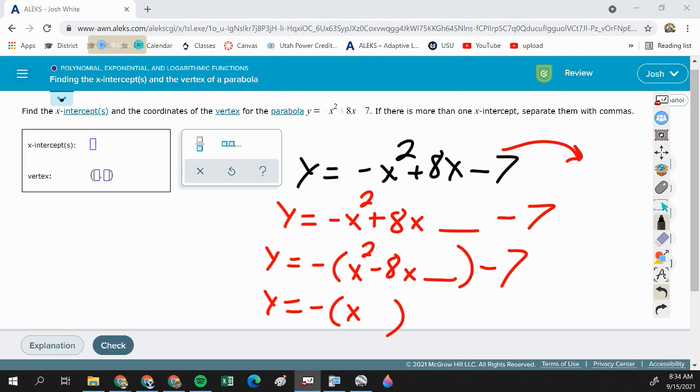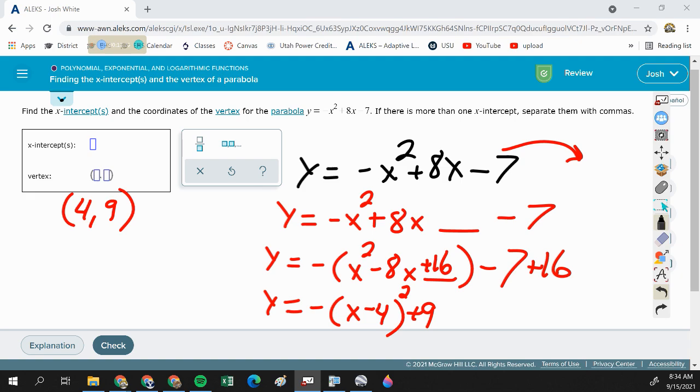What goes in the factor? -4, which means this is plus 16. So what did I really do by putting the 16 there? I subtracted 16. So to offset that, I need to add 16, and I get... So where is the vertex? The vertex would be 4, 9.